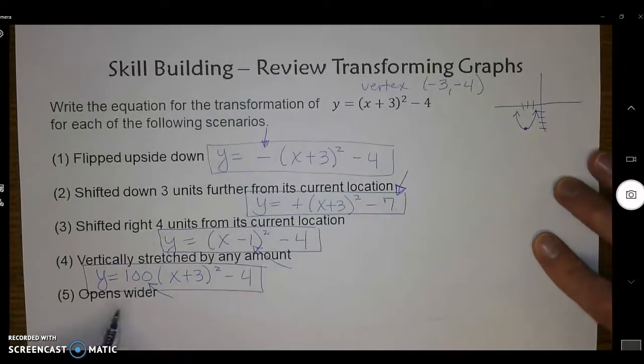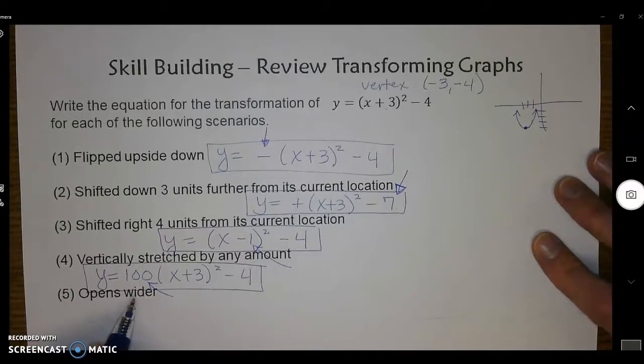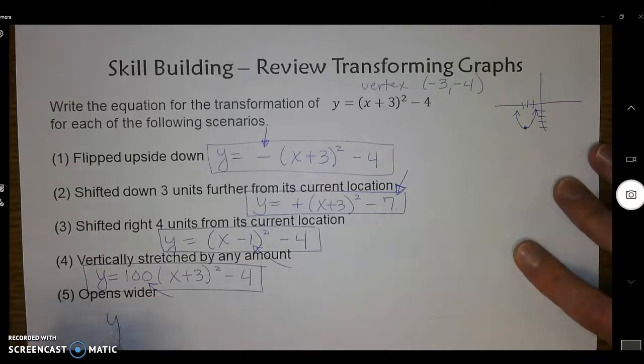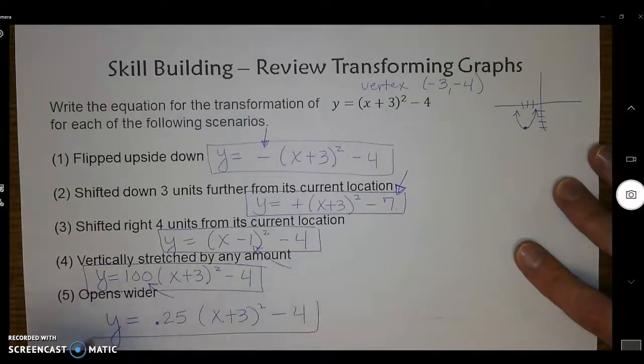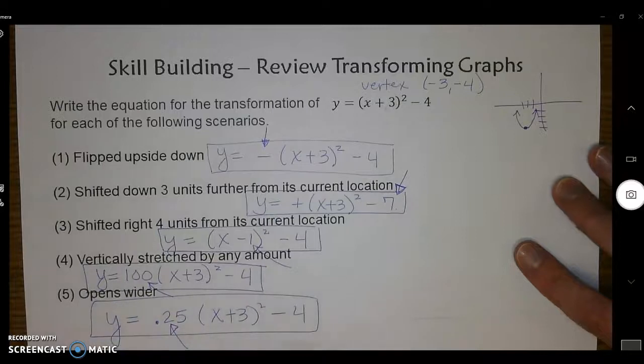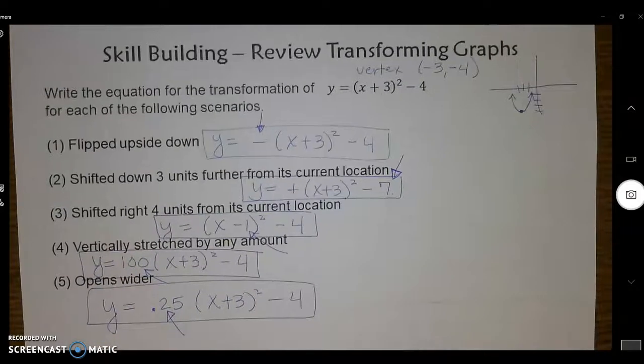And if I want to open wider or grow more slowly, I need to have a decimal value for my a value. So we'll go 0.25. We're going to grow at 1/4 of the rate. There we go. And that is that.